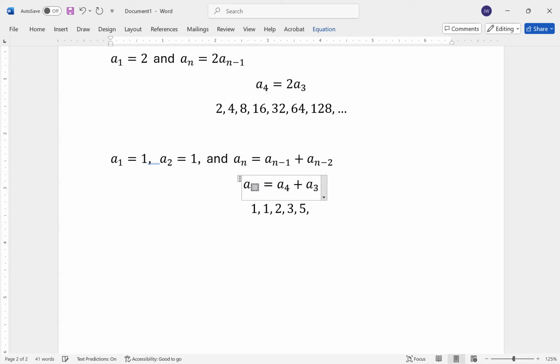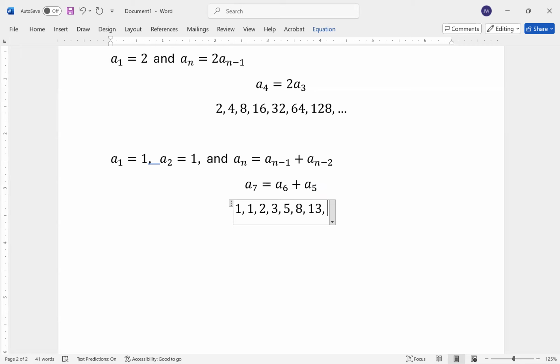The sixth term in the sequence is a sub 5 plus a sub 4. That's 3 plus 5. That gives you an 8. And then the seventh term in the sequence is the sixth term plus the fifth term. 8 plus 5 gives you a 13.